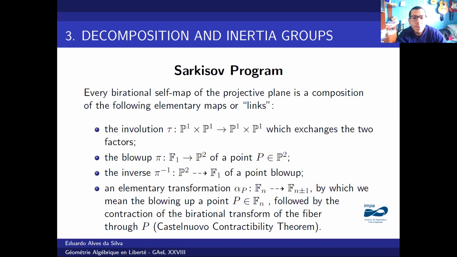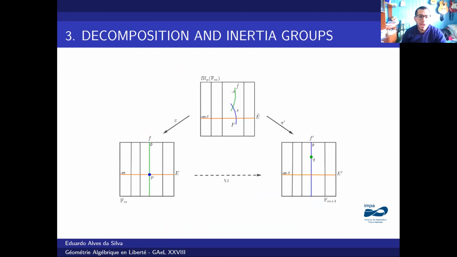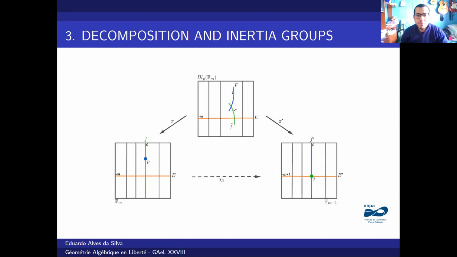And all these elementary links, maps, have some inspiration from the MMP. Here we have a picture which illustrates this last possible link. Here we are blowing up this point P, and after we contract the birational transform of the fiber through P.